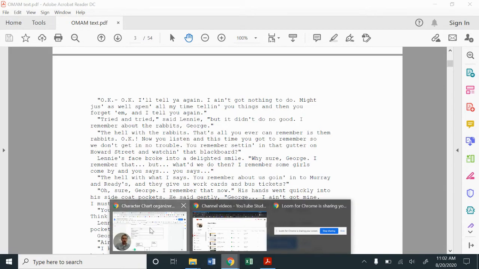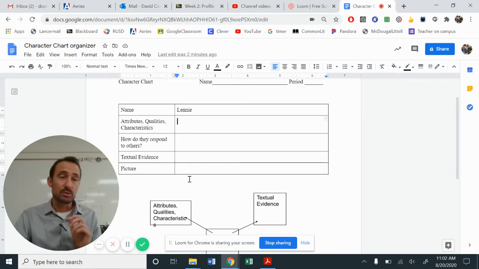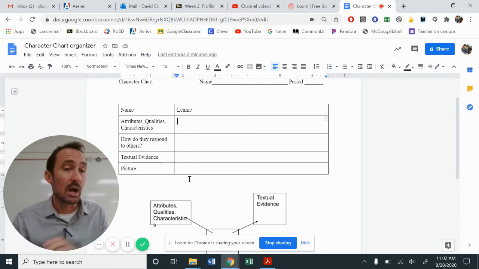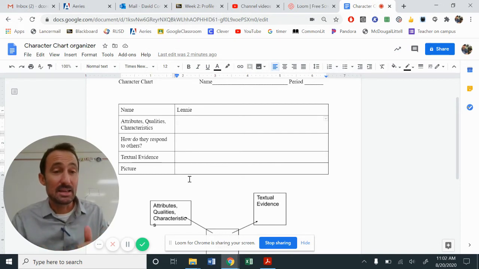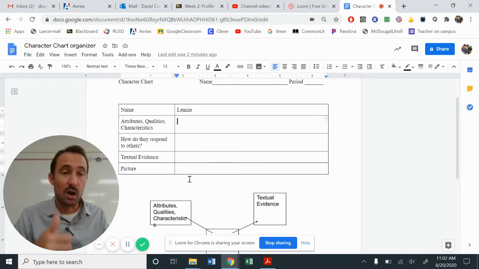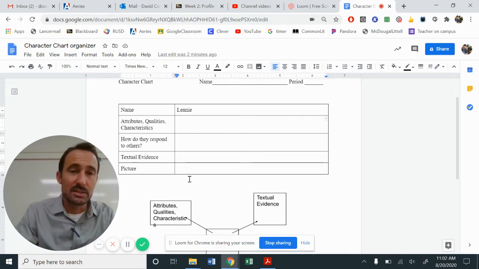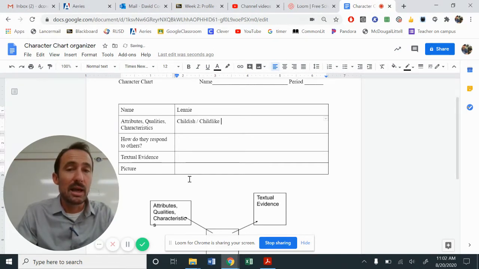Now, if you remember through chapters 1 and 2, Lenny is really excited about raising these rabbits. He likes soft things. In the beginning of chapter 1, he had a dead mouse in his pocket just because he likes the soft nature of it. Part of his characteristics, I don't want to use the word simple, is that he is kind of childish, or childlike in mind, meaning childlike in his thoughts and actions, okay?